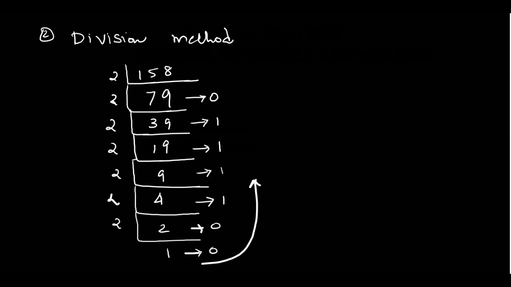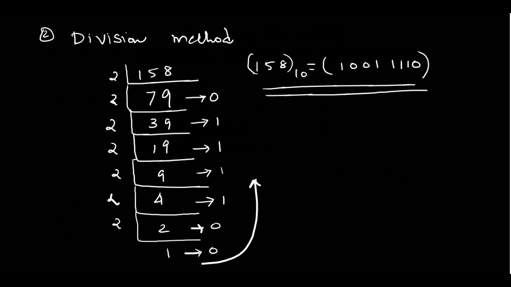So what do we get? 158 to the base 10 equals, what is the value we are getting? 1 0 0 1 1 1 1 0, right? Whatever we got with the power method, we got the same value. So if somebody is having an issue with the division method, you can go for the power method.